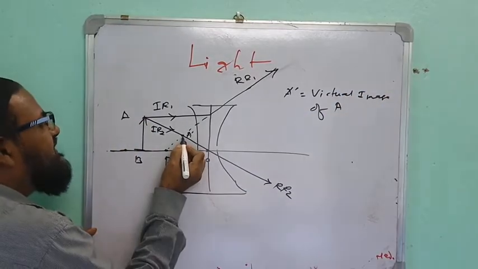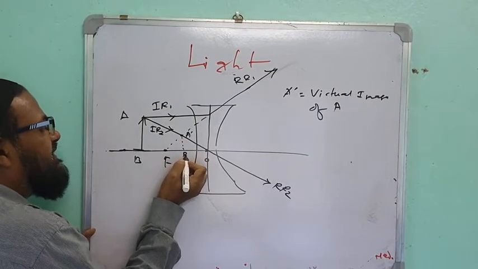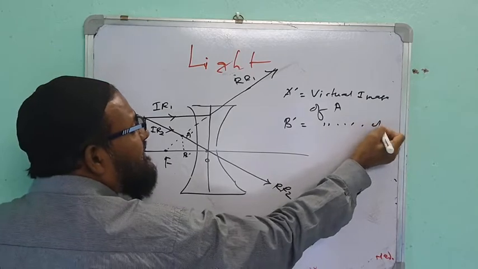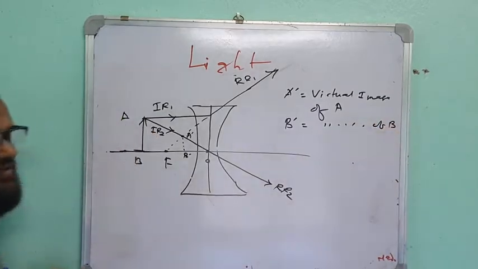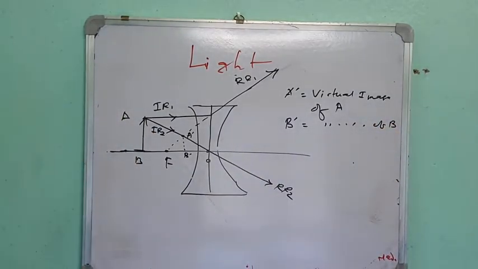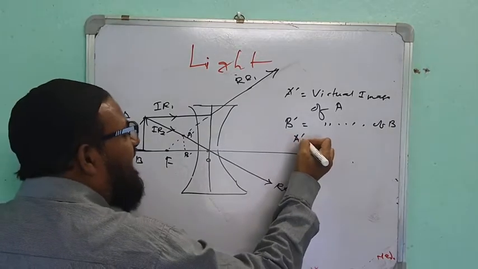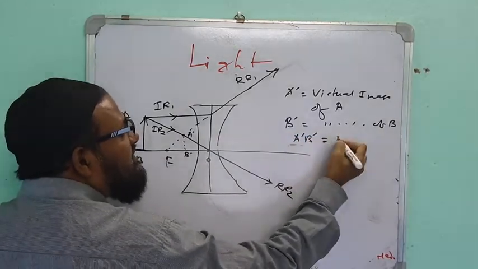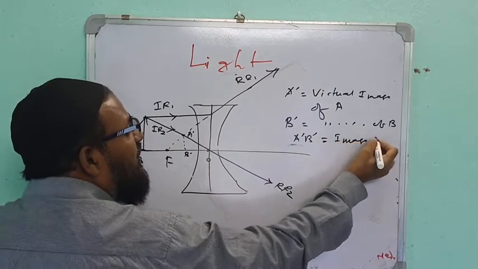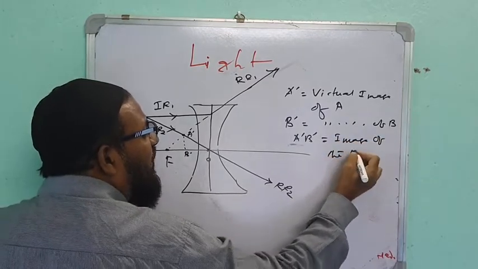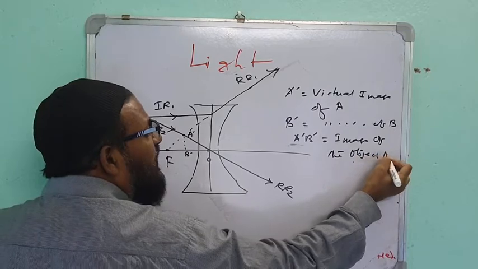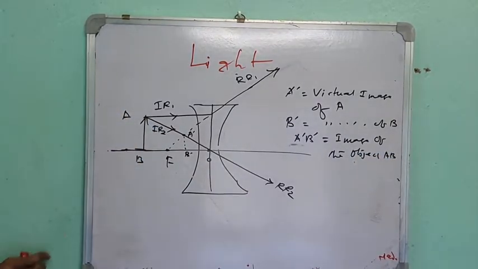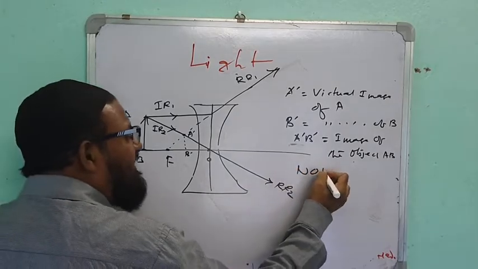Now this is also a dotted line. This is B dash. B dash is the virtual image of B. What is A dash B dash? A dash B dash is the image of the object AB. Clear?